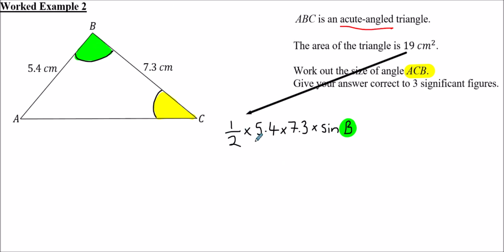This is the area of a triangle using half AB sine C, and we're told that's equal to 19, so we can just set this equal to 19 and then rearrange from there. So, sine B is going to be 19 divided by all of this mess here, to get sine B on its own. So divide through by half multiplied by 5.4 multiplied by 7.3, the whole thing, and see what we get.